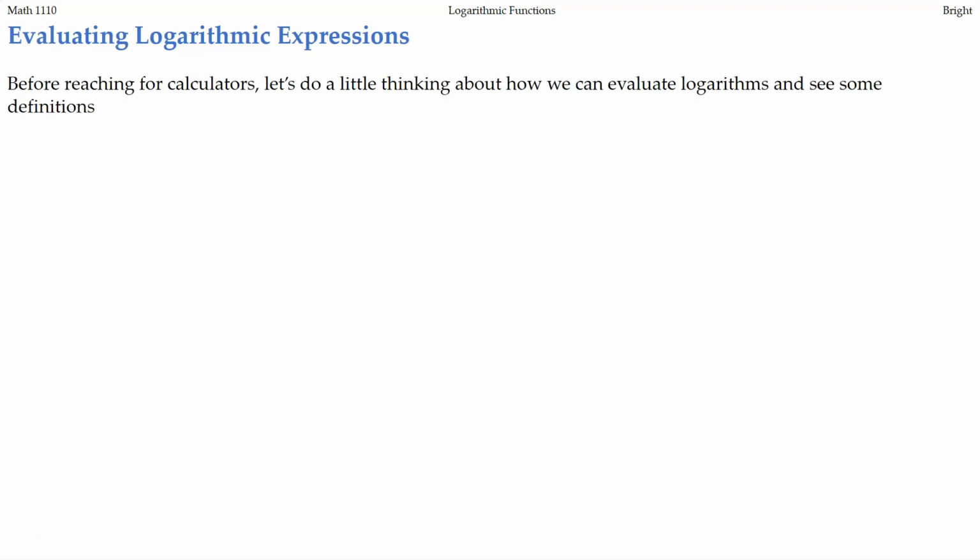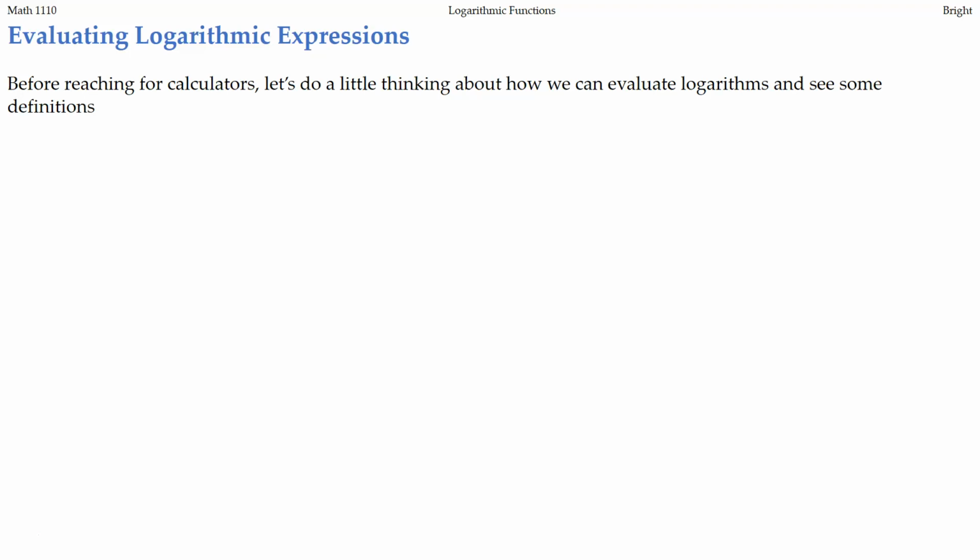Our calculators, yes, there is a log button on our calculators. You can find it, log. There's a very specific purpose for this, and we'll mention that in a moment. That button though doesn't work for everything. In fact, it works in very few cases. So let's do a little bit of thinking.